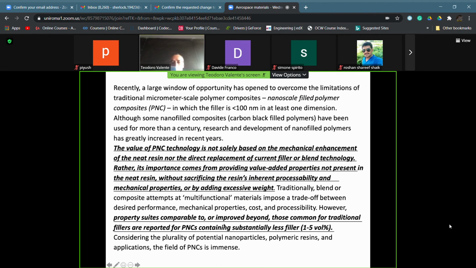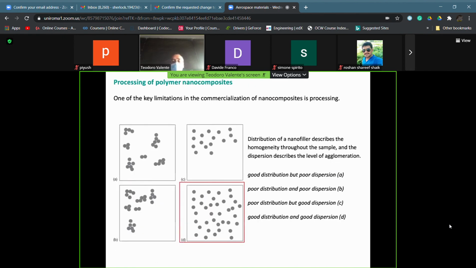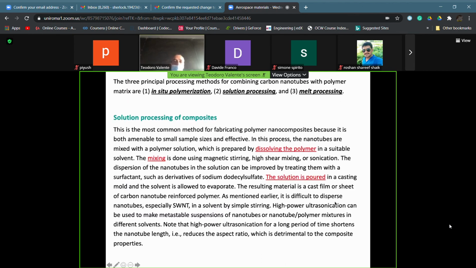So this value, which is reported here, 1 to 5% in volume, represents actually, with the existing fabrication technology, the limit value for which we can achieve during fabrication good distribution and good dispersion, which are mandatory for us in order to have the possibility to fabricate homogeneous materials. And which are the fabrication technologies used for polymer-based nanocomposites? They are essentially three. The first one is the so-called in situ polymerization. The second one is solution processing. And the third one is melt processing.